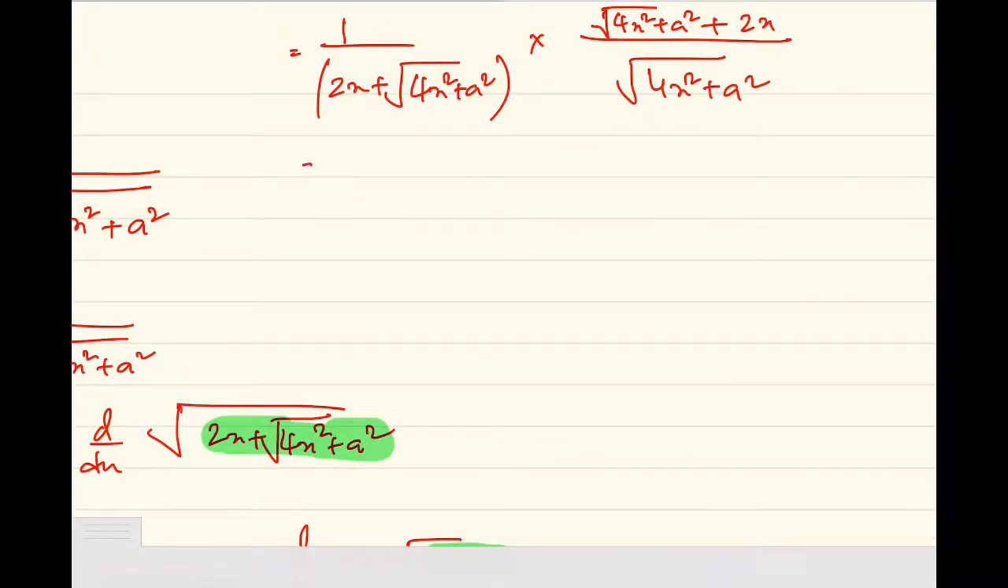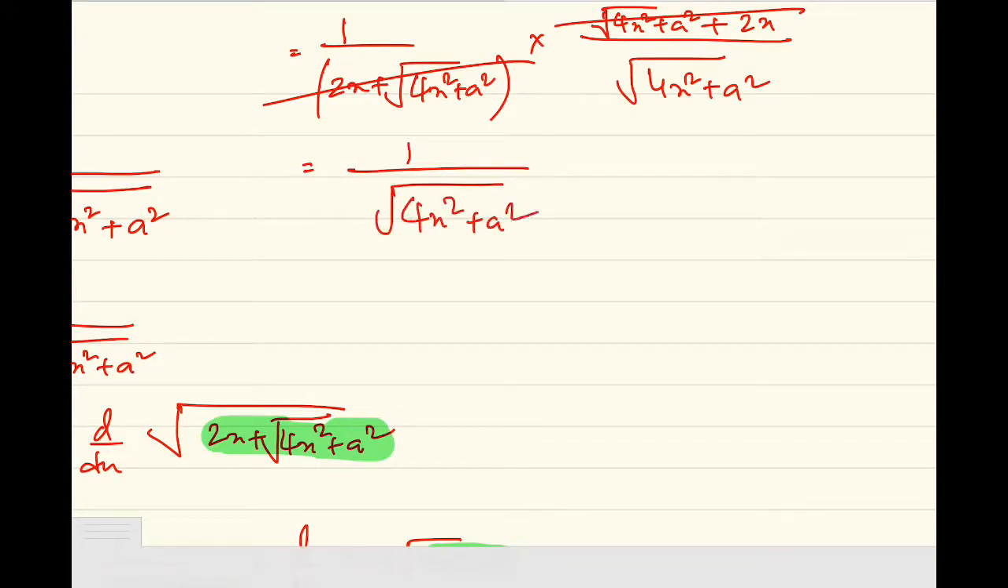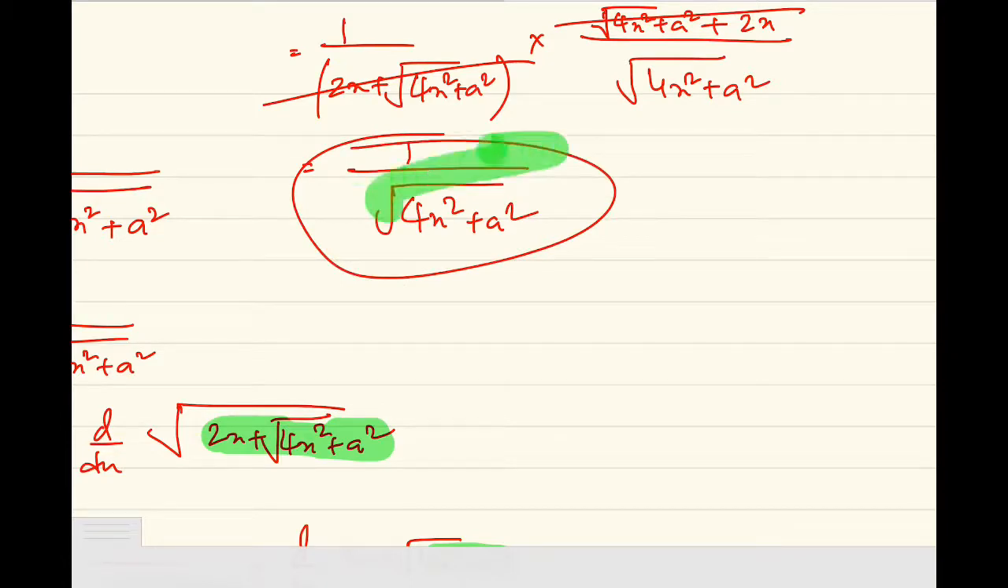Okay, so now I have 1 by 2x plus root of 4x squared plus a squared. Can I cancel these two? Yeah, this is cancelable. So the answer is 1 by root of 4x squared plus a squared. Finally, that's the value of dy/dx.